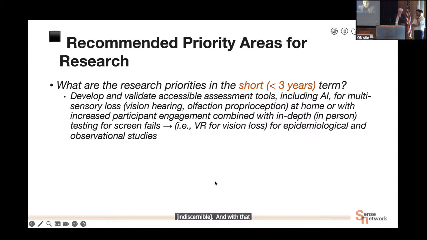Yeah, thanks. So again, we tried to distill it down into these priority areas and recommendations. One is to develop and validate accessible tests that embed AI for multisensory testing. We think of these as one test, but maybe there are ways that we can incorporate them across different modalities, and then deconvolute later using data science. These could be screens at home or assessments at home, and then people who screen fail or have a signal come in for more in-depth testing, or it's adaptive and there's more in-depth testing.